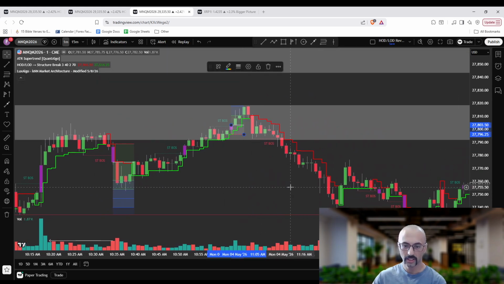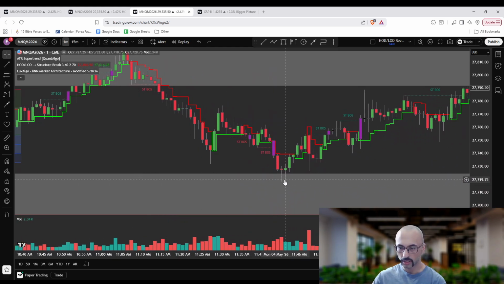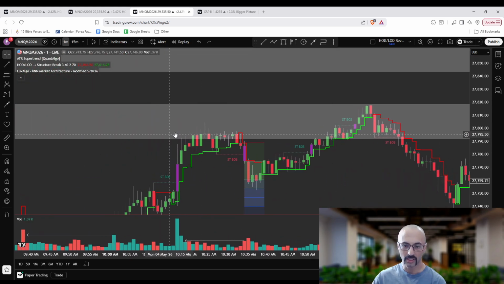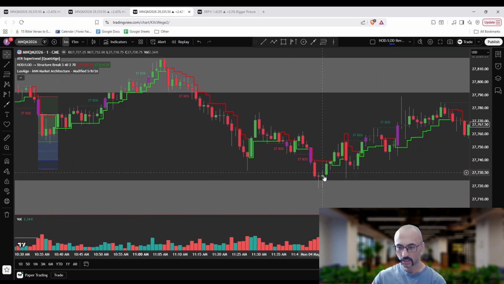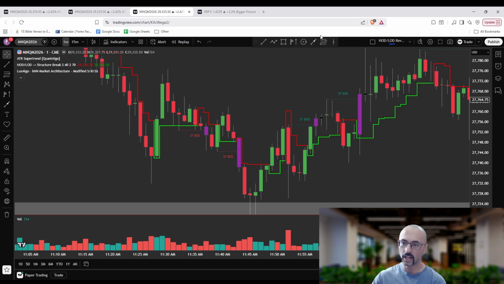I don't know why that's highlighted. That's going through. We don't want that. We dip back in. We don't get a structure break really immediately. We don't want to really take this kind of thing here. We want it to happen like this. You get the consolidation and then you get that breakout. You dip, and then you get it. I mean, you could take that.